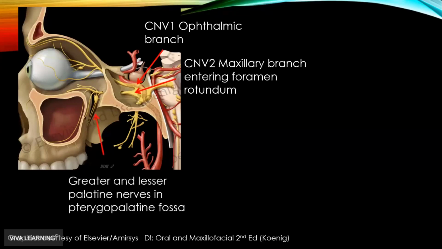And that's where it gives off from the ganglion, it gives off the greater and lesser palatine nerves. And then you can see the majority of the nerve actually goes forward underneath the orbit, and that's why it's called the infraorbital nerve. And then it exits at the infraorbital foramen. So the infraorbital nerve comes out onto the face.